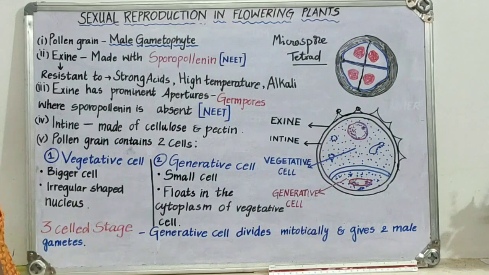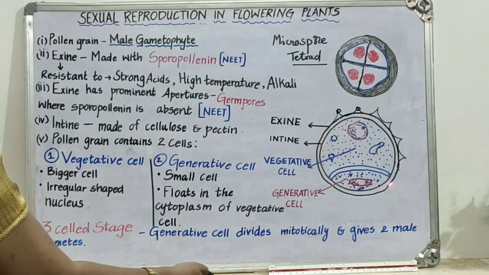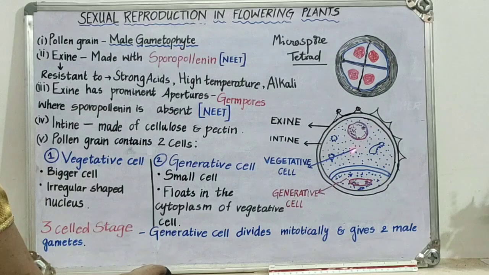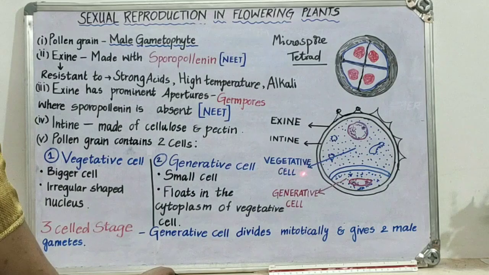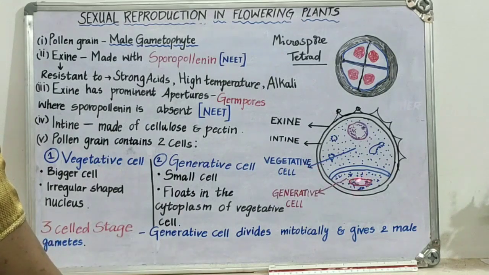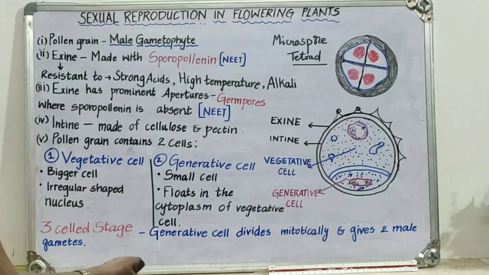Pollen grain contains two cells. Here in this diagram we are seeing the two cells. This is one cell and this is another cell. The cell which is bigger in size is called the vegetative cell. The cell which is small in size is called the generative cell. So this condition of pollen grain is said to be the two-celled stage.